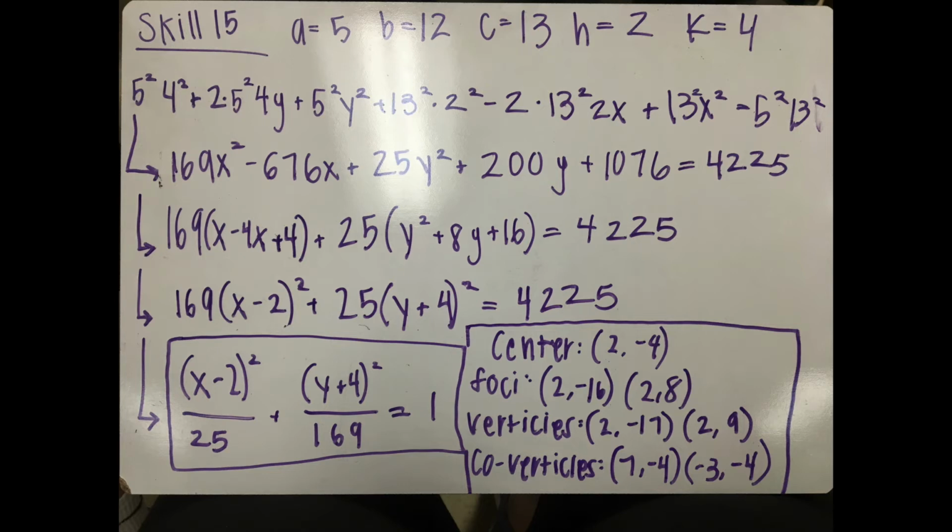Finally, I found my co-vertices to be at (7, negative 4) and (negative 3, negative 4). I knew that the y values are going to be the same as my center since the ellipse is vertical. I found the x values because based on the equation, I knew that the distance from the center to the co-vertices was 5, so I added and subtracted 5 from 2 to get my x values.